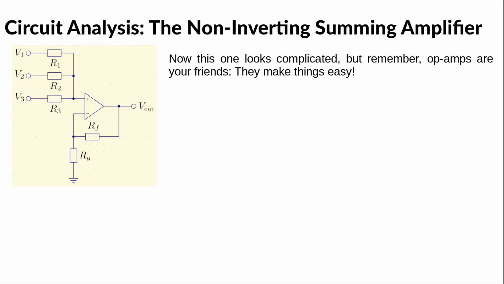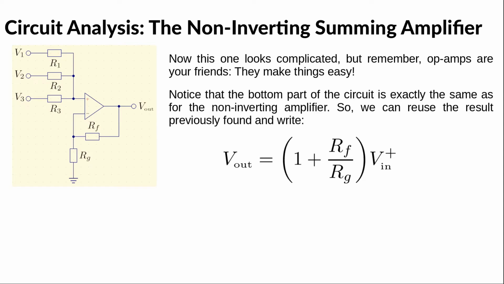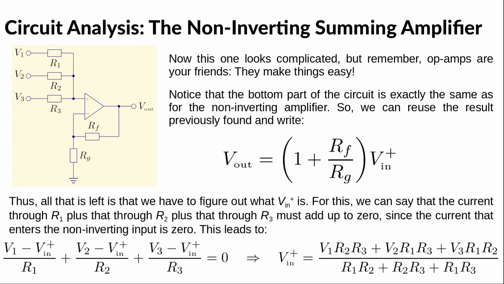This circuit looks complicated, but it really is not. The truth is that op-amps make things simple, mainly because their input currents are zero. Here we can notice that the bottom part of the circuit is exactly the same as for the non-inverting amplifier. So we can recycle our previous result and write that the output voltage is equal to 1 plus Rf over Rg times the voltage on the non-inverting input. So we need to figure out what Vin plus is.